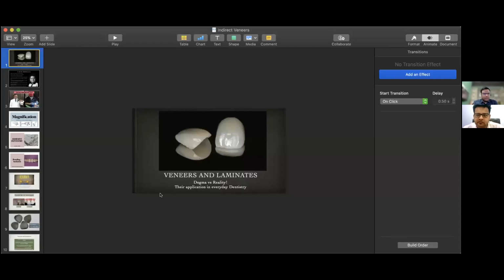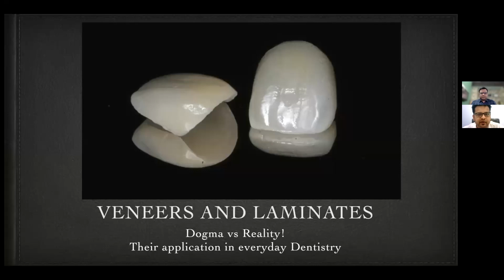Perfect. Can you see my screen share? Yeah, it's visible. Your screen is visible now. We can hear you. You're audible. Perfect. Writings on the screen are also visible.